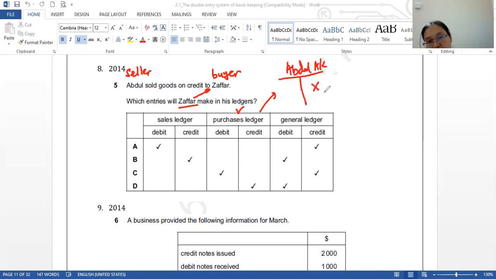So Abdul account is giving out the goods. So here Abdul is credit. What account is to be debit? Purchaser's account, which is under the general ledger. So one credit, one must be debit. So here debit, here credit. So your answer is donkey.